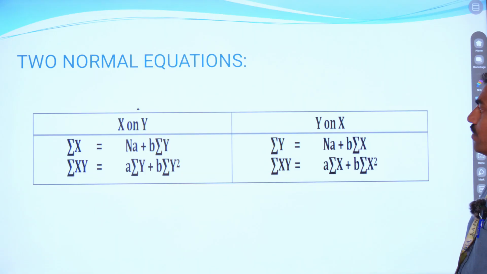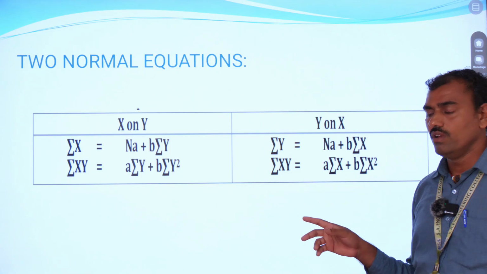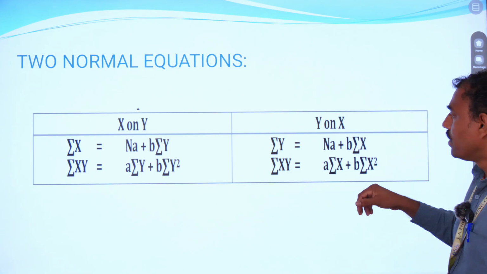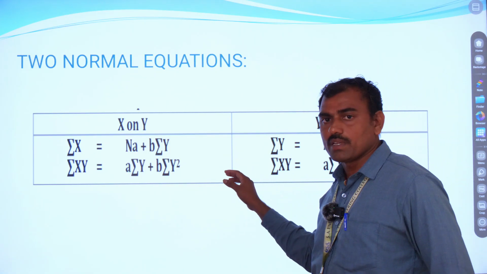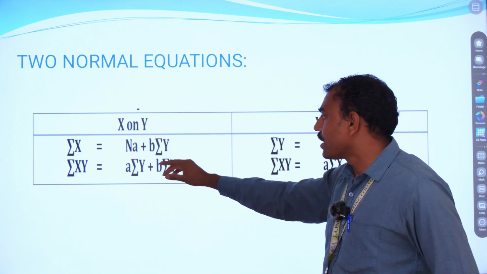So we find the regression equation y on x or regression line x equal to a plus by. First we find the a and b values.